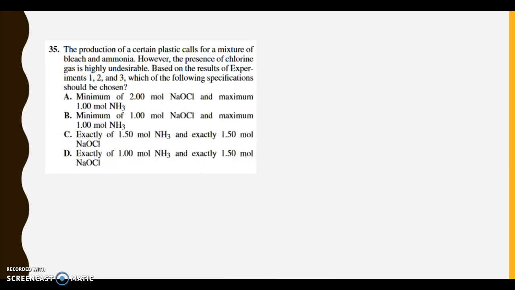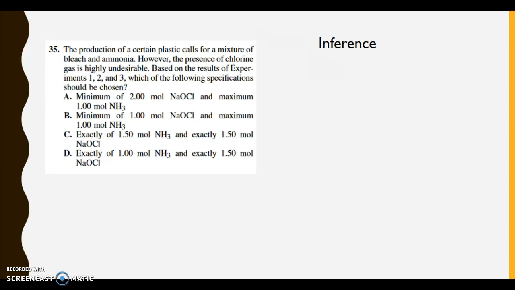Question 35. The production of a certain plastic calls for a mixture of bleach and ammonia. However, the presence of chlorine gas is highly undesirable. Based on the results of experiments 1, 2, and 3, which of the following specifications should be chosen? This is an inference question.